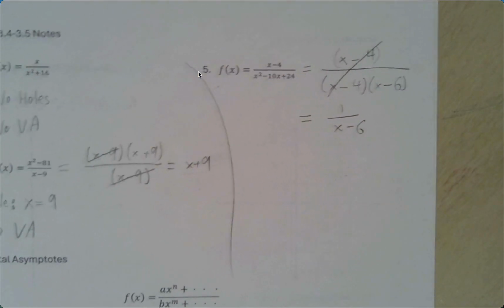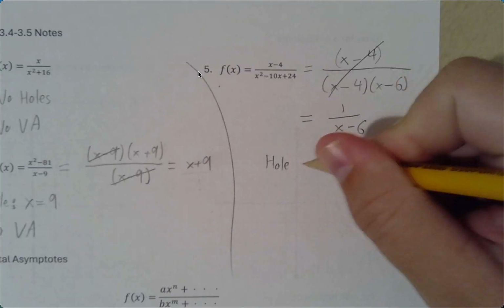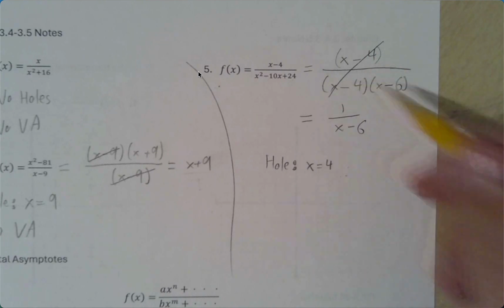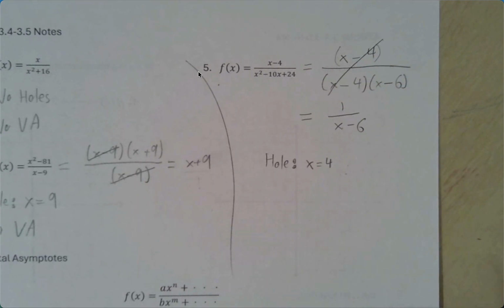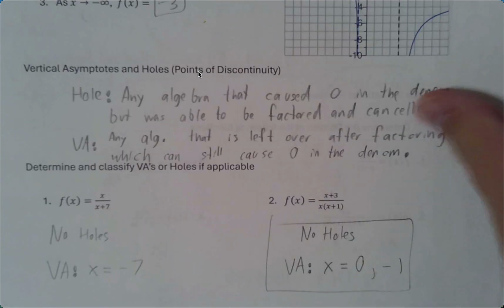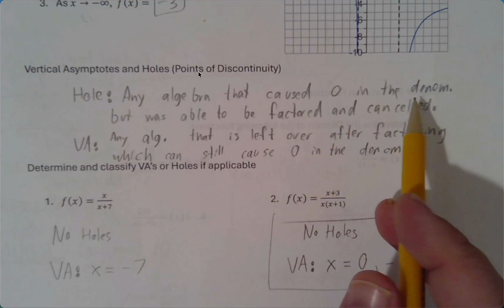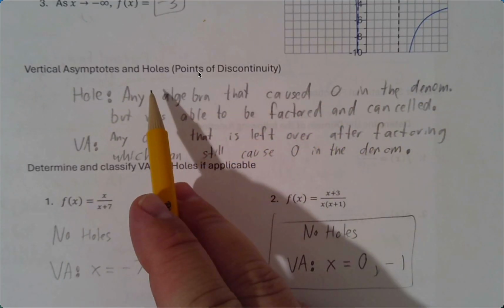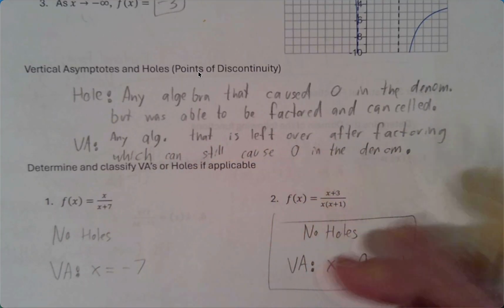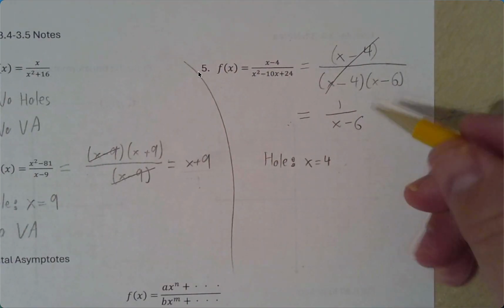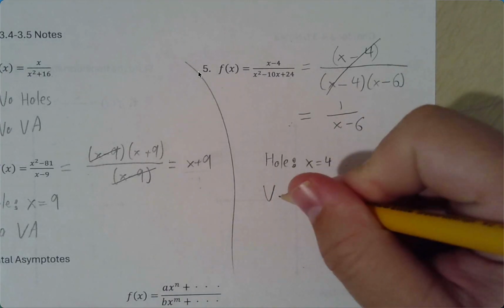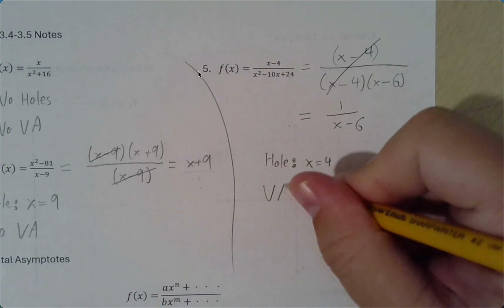So what does that mean is going on here in this question? It means there is a hole. The hole is at x equals 4, because that's the root of the canceled algebra. But now we finally bring back the full definition. Any algebra that caused 0 but was able to be factored and canceled, that was a hole. Any algebra that's left over after factoring, which can still cause 0 in the denominator. I guess I should have said after factoring and canceling, but I think that was implied. The idea is now there's still something in my denominator that can still make 0.